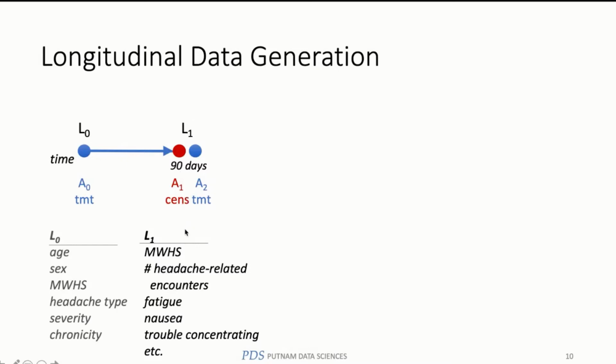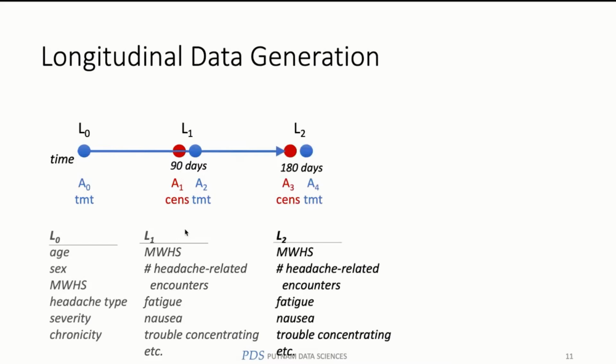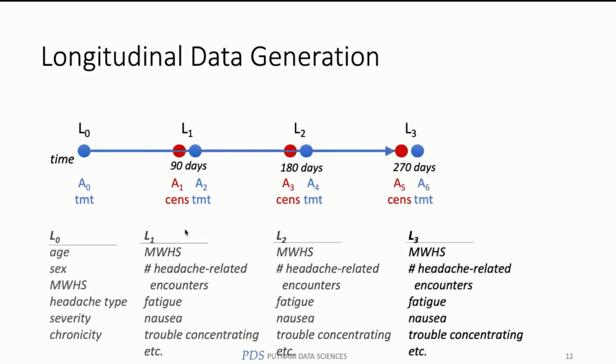Then we continue, and the very same thing happens 90 days later. They either show up or they don't. If they show up, then we'll capture the same information and we'll give them the next 90-day supply of drugs. It happens again. And each of these time points, L0, L1, L2, L3, those are the time points that we're collecting the covariate information over.